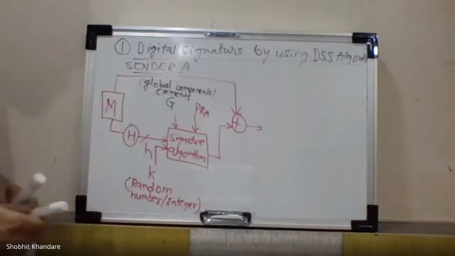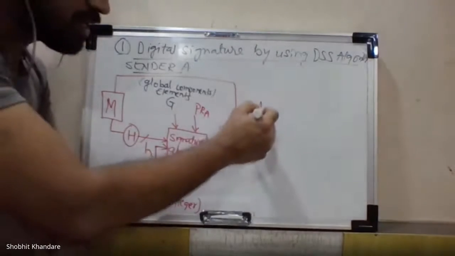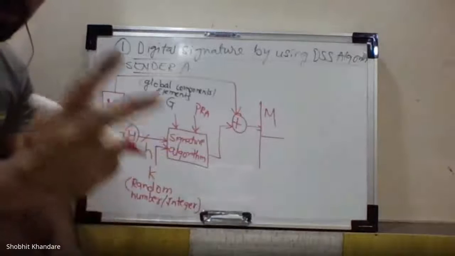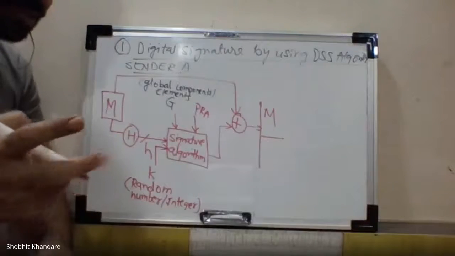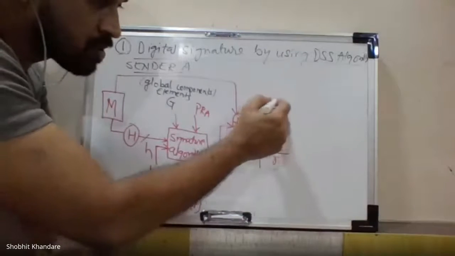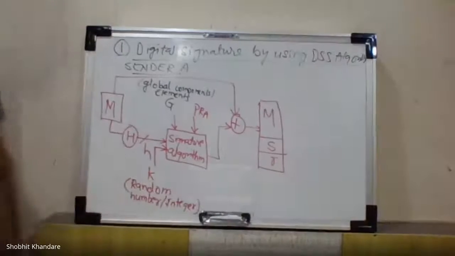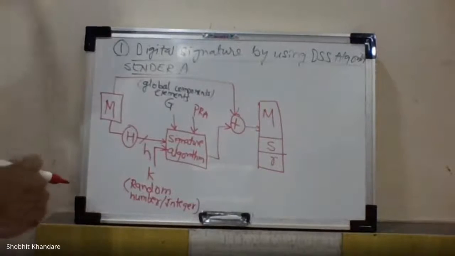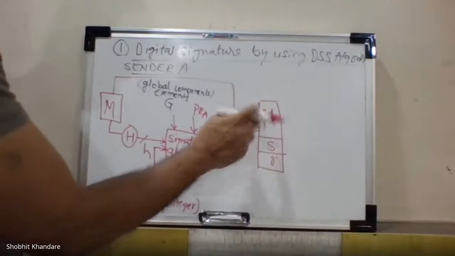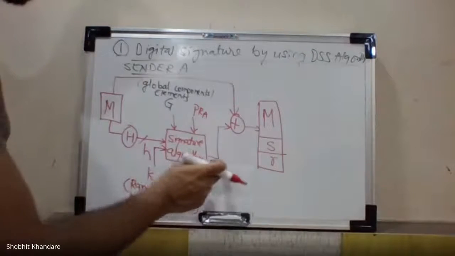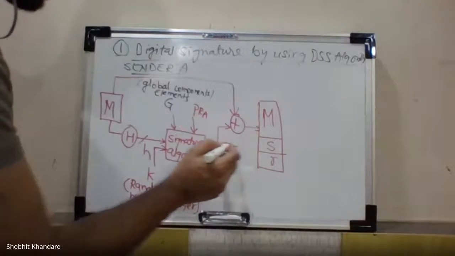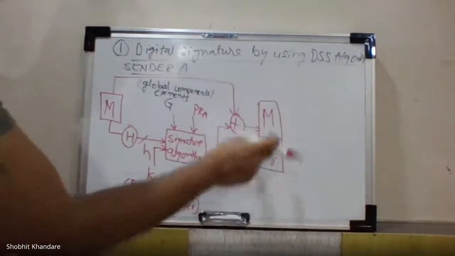After appending, I am getting the message. Along with the message, I am getting two more parameters. These two parameters are small s and small r. So the plain text message, along with it, whatever is generated from here, small s comma small r, and they are appended.